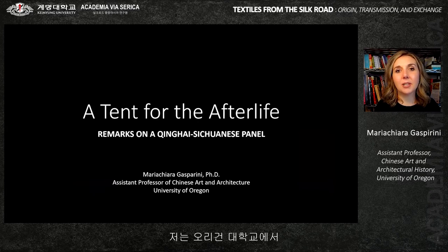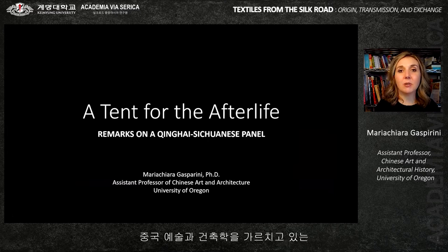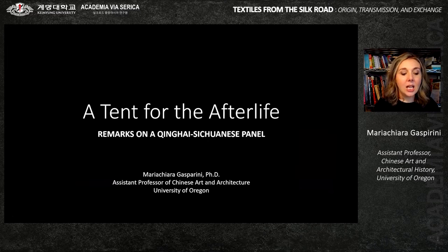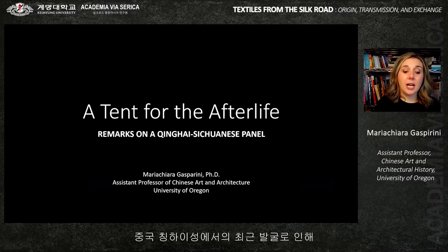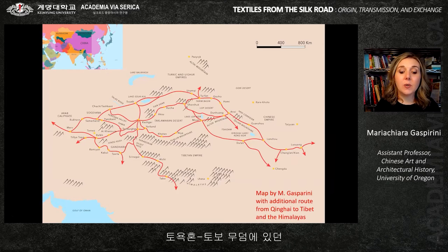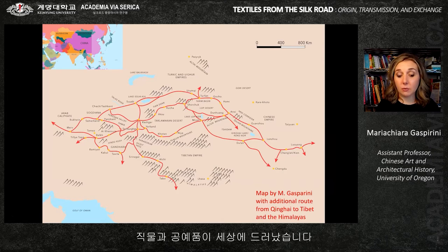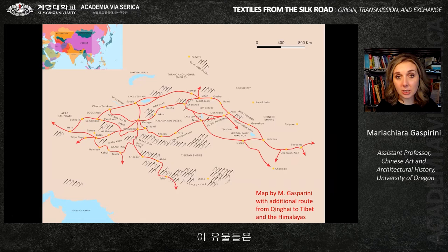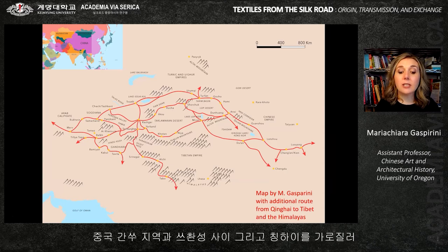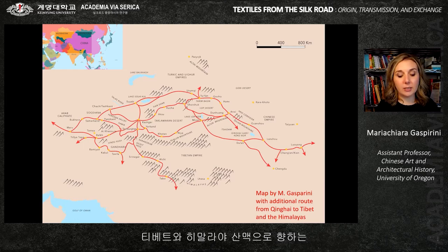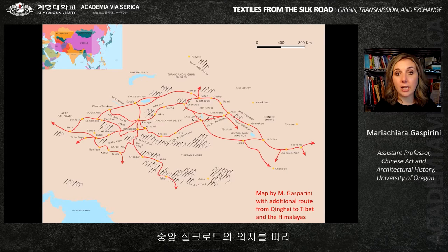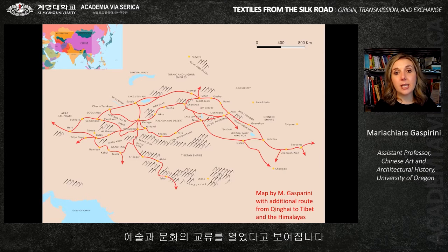I am Mariachiara Gasparini, and I am assistant professor of Chinese art and architecture at the University of Oregon. Recent excavations in Qinghai province, China, have disclosed textiles and artwork from the Tuyuhun Tubo tombs, Tubo referring to the early Tibetan period, that suggest artistic and cultural exchanges along an external branch of the main Silk Road between Gansu and Sichuan provinces across Qinghai, and from there toward Tibet and the Himalayas.